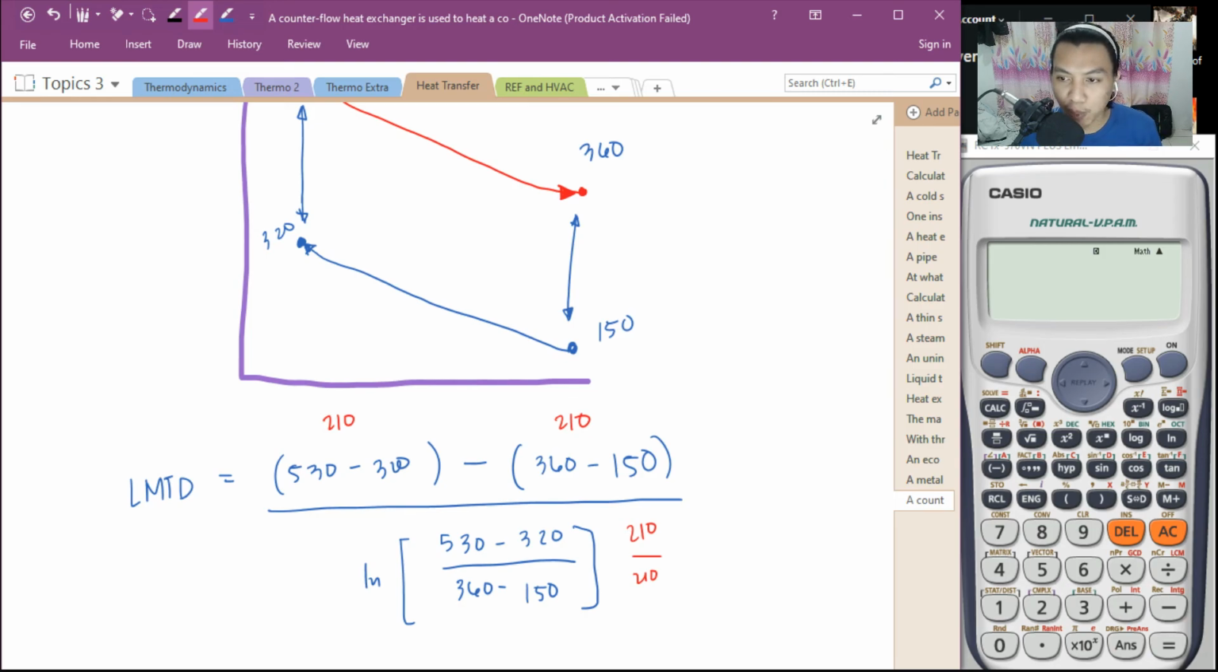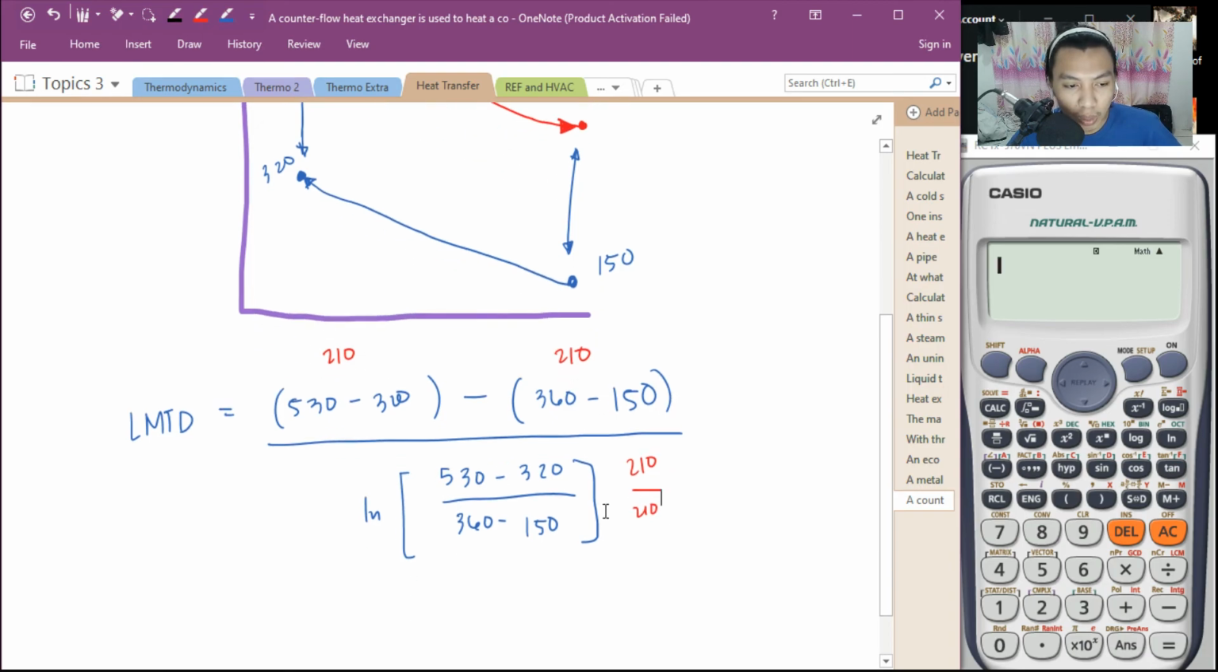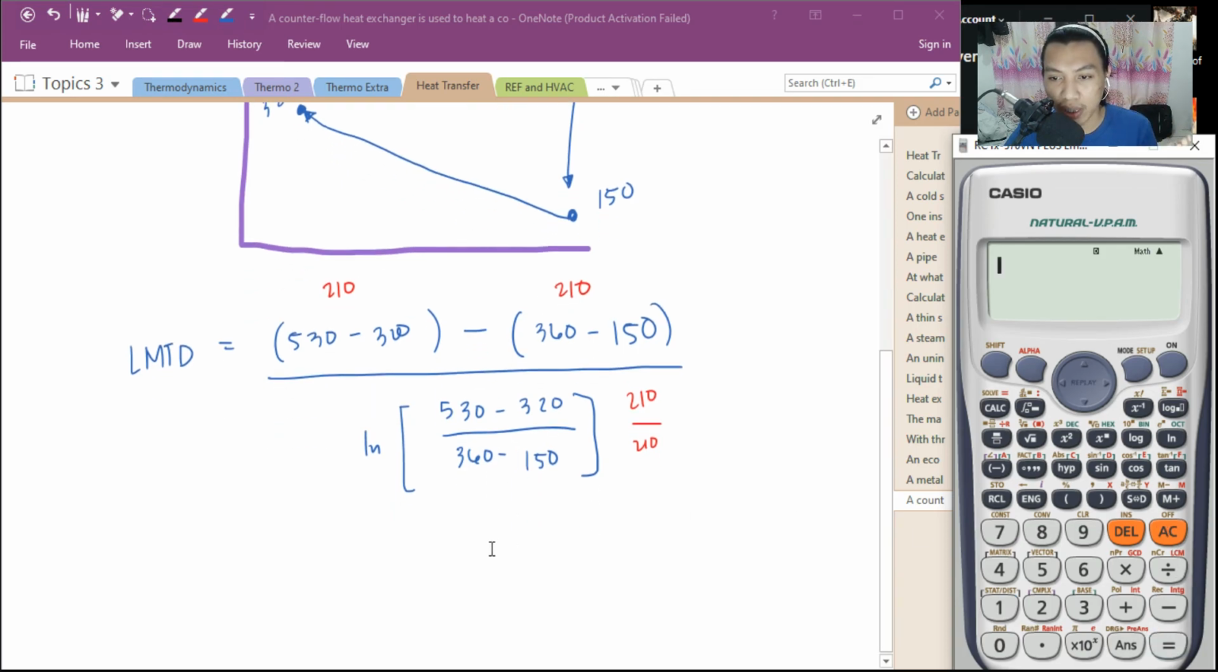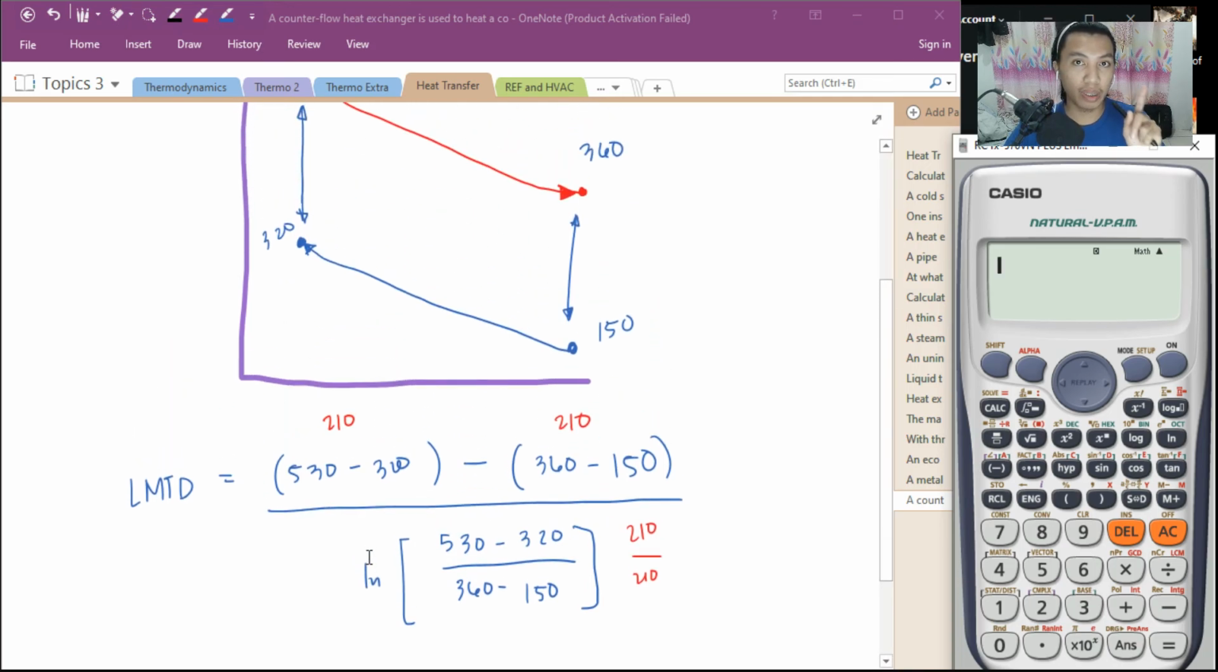Sir, wala pong natural logarithm of 1 and 0. 210 minus 210 is 0. 210, tapos tignan nyo yung ln ng 1, that is 0. Okay? ln 1, that is 0. Okay? And anything that is divided by 0 is non-existent. Okay? But, wala pong tamang sagot, sir. Wala sa choices. No. There is always a correct answer pagdating dito.